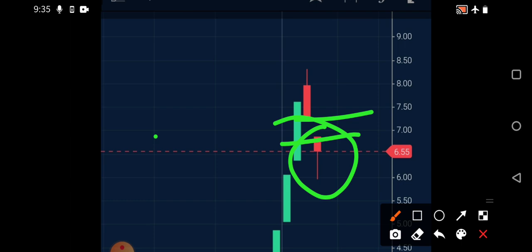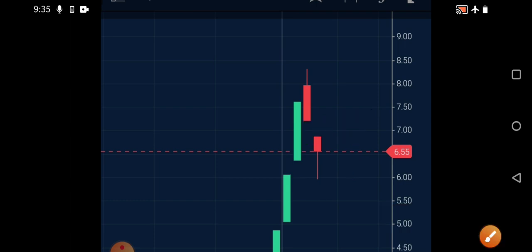We need to see whether it will face resistance near the 7 rupees zone or give a direct upper circuit. That is worth watching. If it does that, well and good, and we can see the stock clearly start its journey in the upside direction. Okay, so this is the weekly chart.